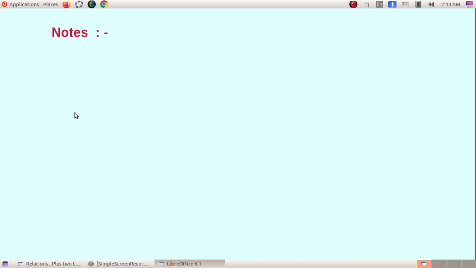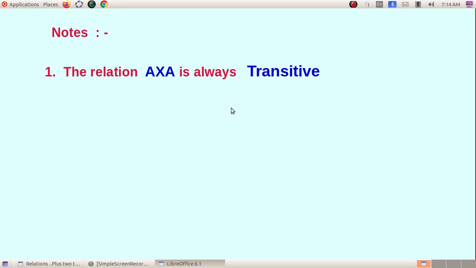Now write some notes. What about the relation A cross A? Is it transitive? Since A cross A contains all the elements, clearly the relation is transitive. Then can you give an example of a relation which is symmetric, reflexive and transitive? Of course. What is that? A cross A. The relation A cross A is reflexive, symmetric and transitive at the same time.